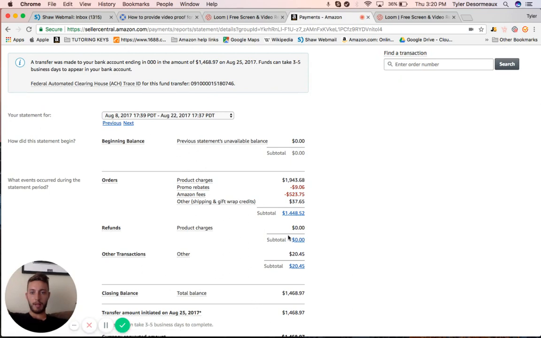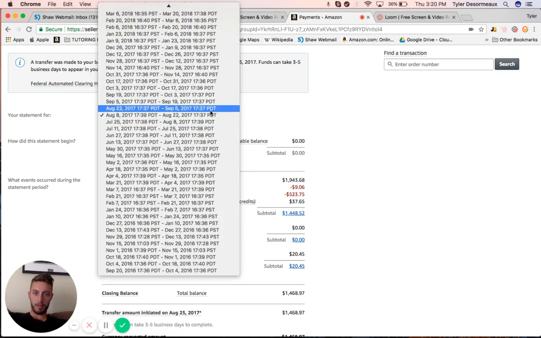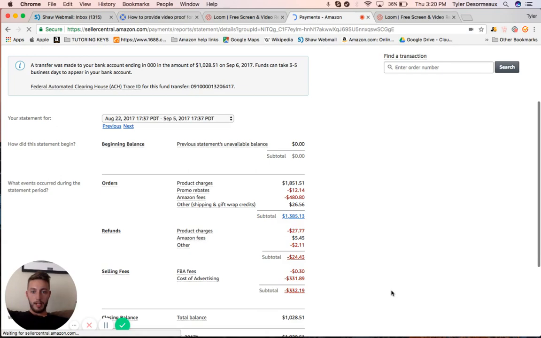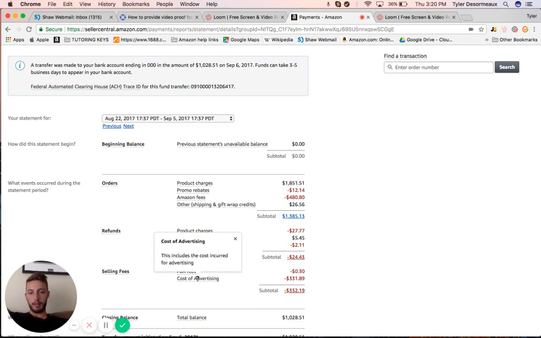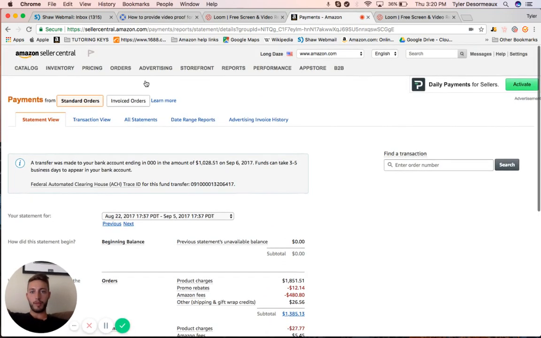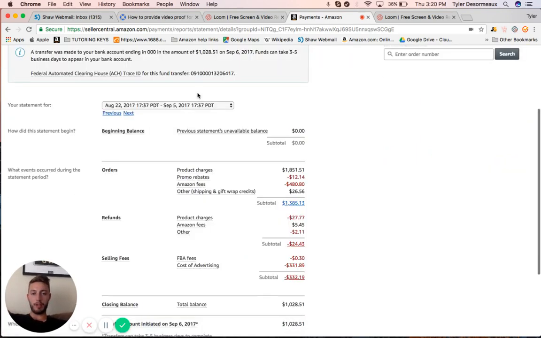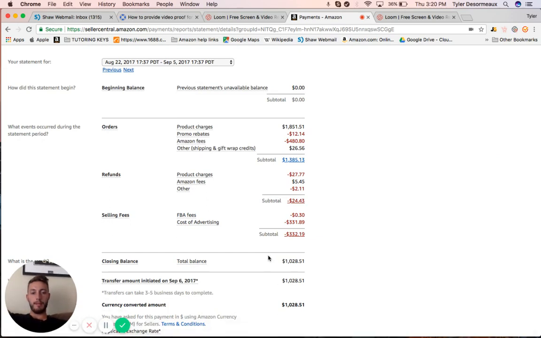At this point in time, I think I was paying for the advertising with the credit card, but then I determined it would just make more sense to just take it off the balance. So you'll see in future payments that I started doing that. So as you can see here, cost of advertising. That's for the, it's called pay-per-click. So you have it up here in the advertising of your campaign manager. But yeah, basically that cost gets taken directly off my balance, which is nice. I don't have to worry about it going on a credit card. Just makes things a little easier.